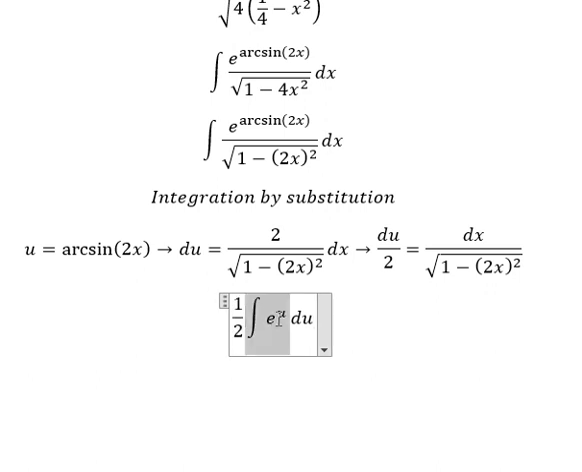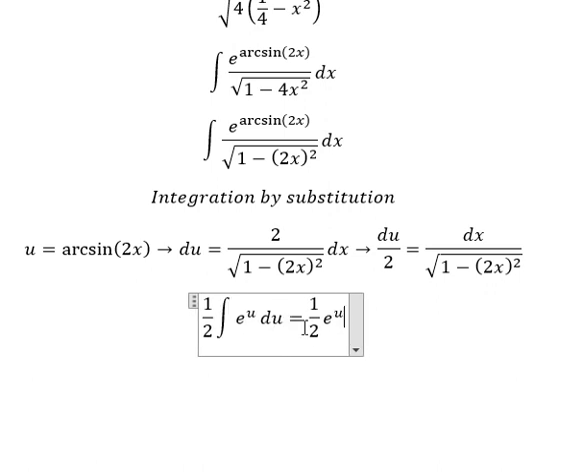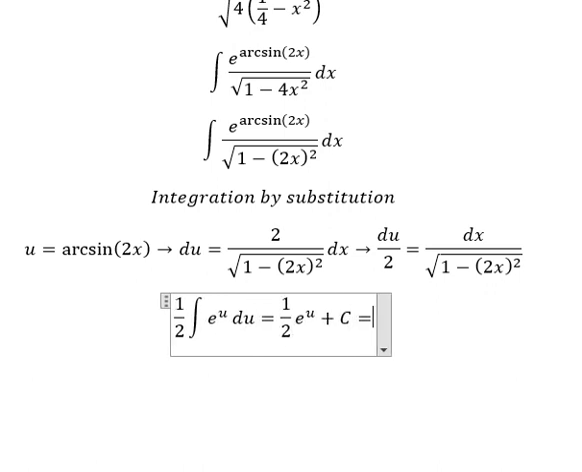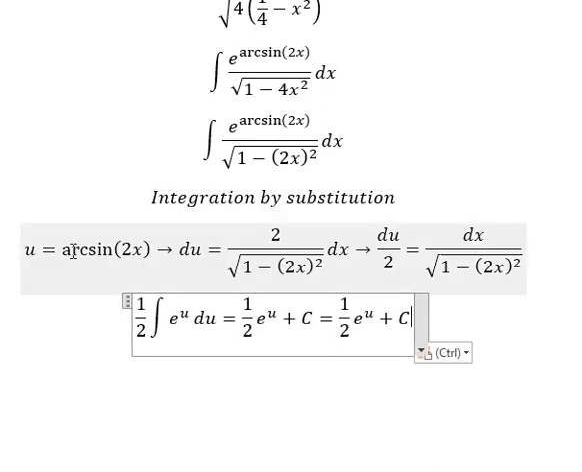So the integration of this one that is about e to the power of u, and I will put c. About u that is about this one.